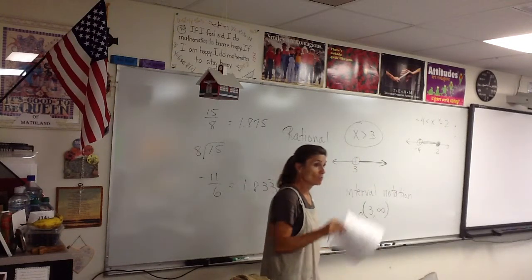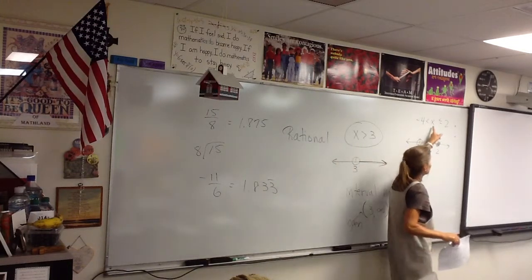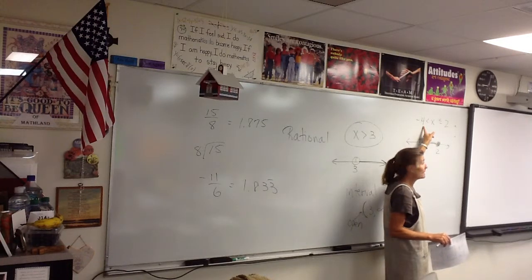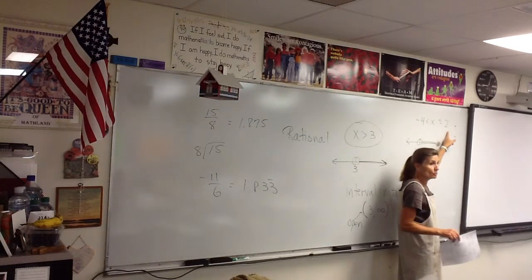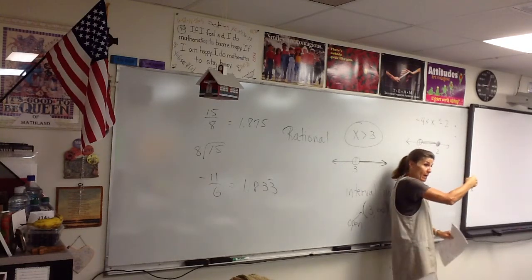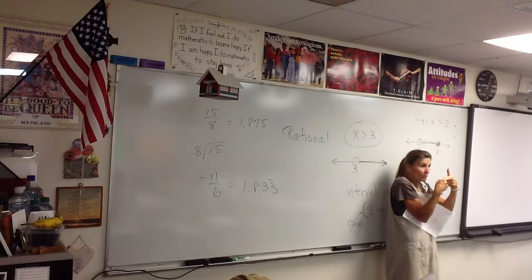Now, your job is to communicate with me if I did something you don't understand. Otherwise, I'm just going to keep on rolling. Wait, why is it in between? Because this literally says that x is bigger than -4 and it's less than 2. So if you have to be bigger than -4, that means you're that way. But if you have to be less than 2, it means you're that way. So which numbers are both? The ones in the middle.